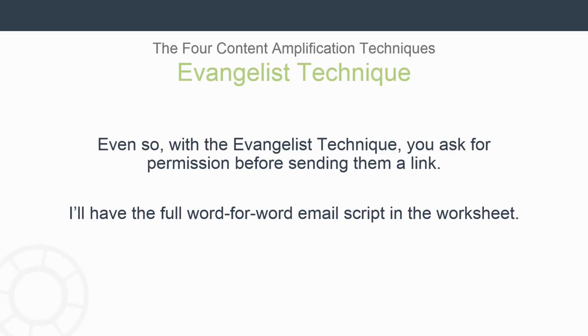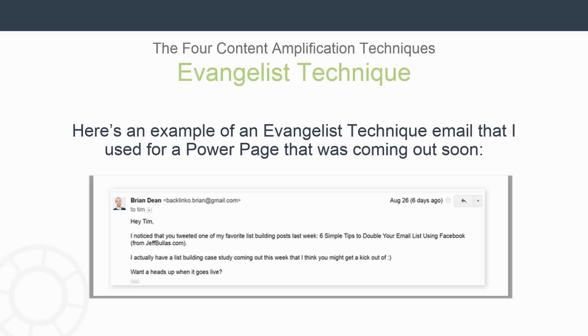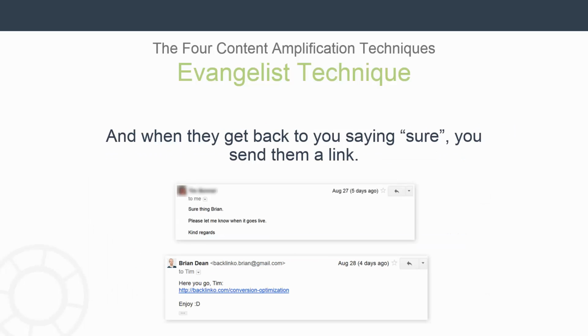And I have a full word-for-word email script that shows you how to do this in the worksheet. But here's an example. Basically, you say, I noticed that you tweeted a post. I have something coming out. You could also say, I just published something. It doesn't really matter. Want a heads up about the post? You want a link to the post? And when they get back to you saying, sure, you just send them a link.